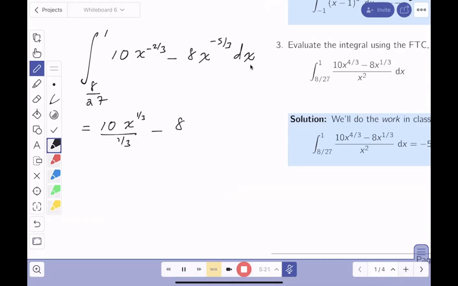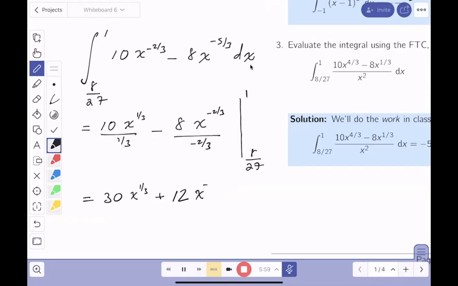Minus 8x. I have to add 1 to that exponent. That would be minus 2/3. And I have to divide by minus 2/3. Now there is a constant of integration, but it's going to disappear on this definite integral. Let me write this down. I'm going to simplify. This is going to be 30 x to the 1/3. And this is going to be plus, let's take a look at that. That would be 3 halves. That would be 4 times 3 is 12.